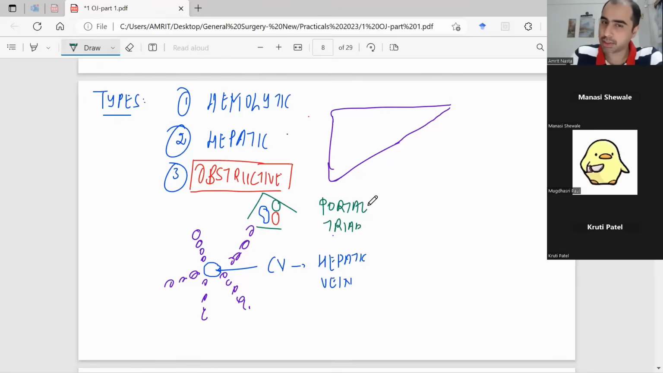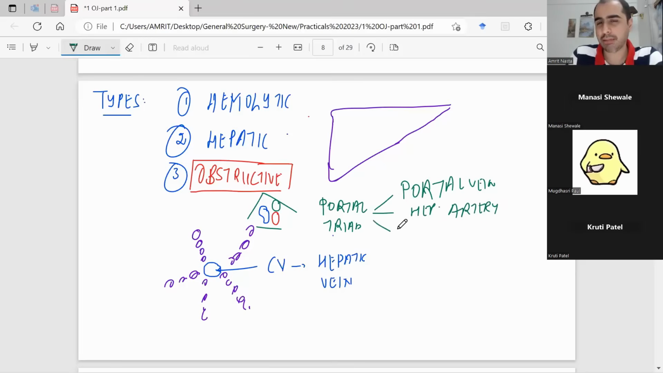And what does this portal triad have? It has a branch of portal vein, not hepatic vein, they are different. It has a branch of hepatic artery. And it has a bile ductule, which is a branch of the bile ducts. If I look at the liver under the microscope, this is how it looks microscopically.